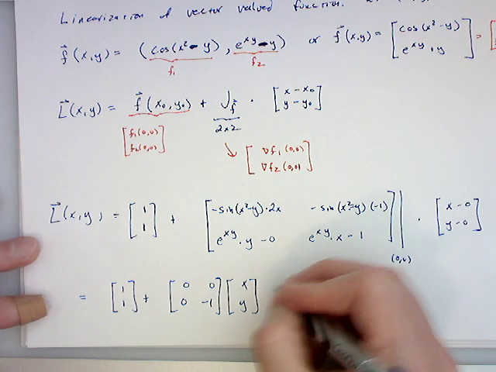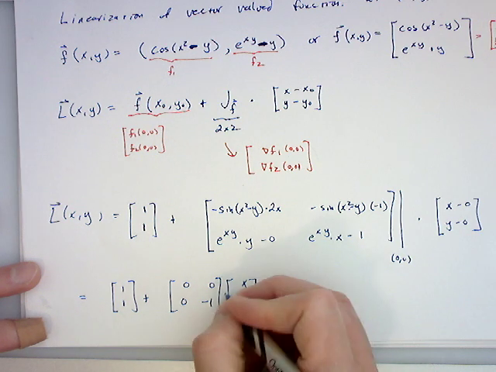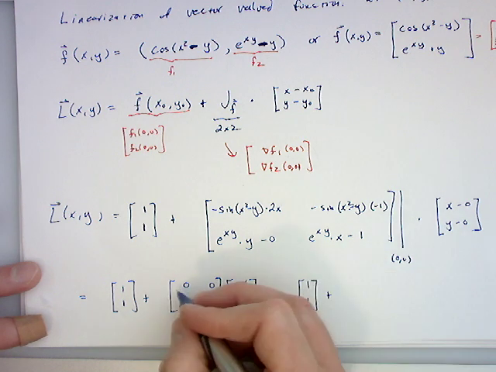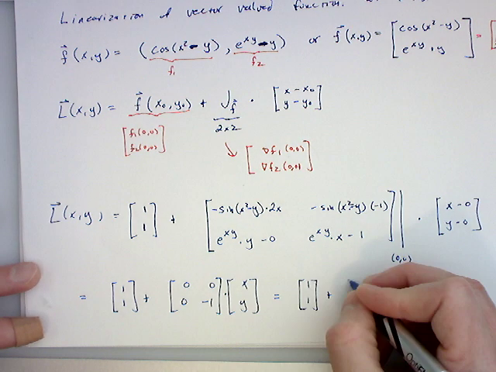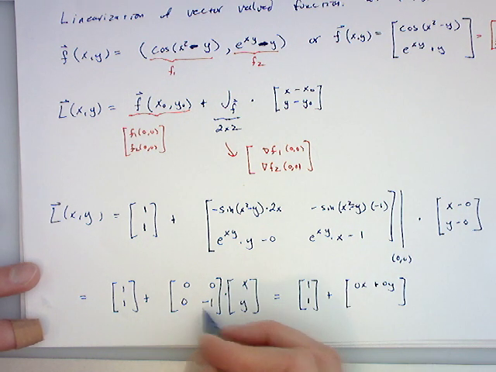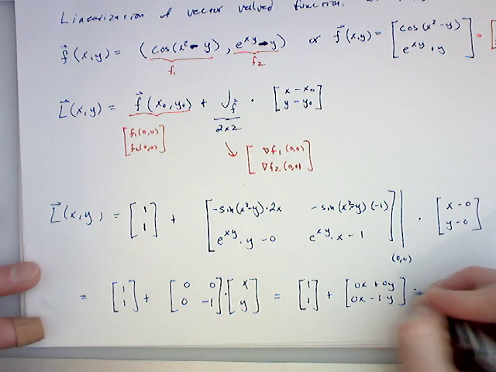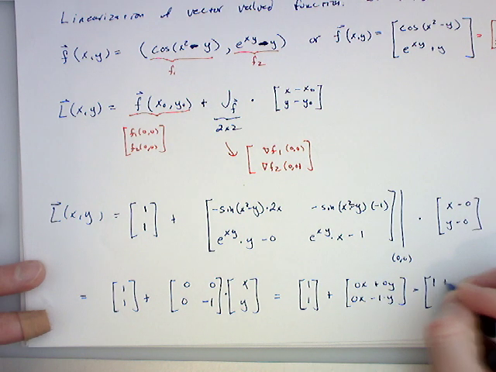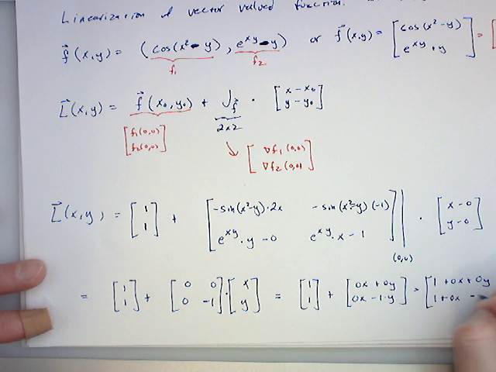So then our answer is, I would maybe leave it like this, but you can write it out. It's 1, 1 plus, so when I multiply this matrix by this vector, I get 0x plus 0y in the first entry, and 0x plus negative 1 times y. So my answer, if I want to write it as one result, is 1 plus 0x plus 0y, which I would normally just write 1, but I want to show the whole thing. And this would be 1 plus 0x minus y.